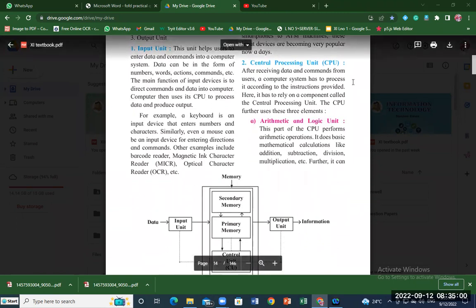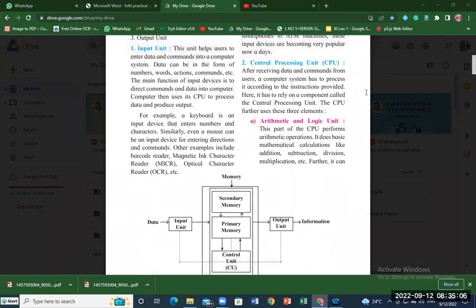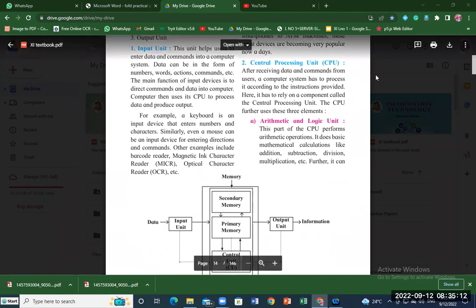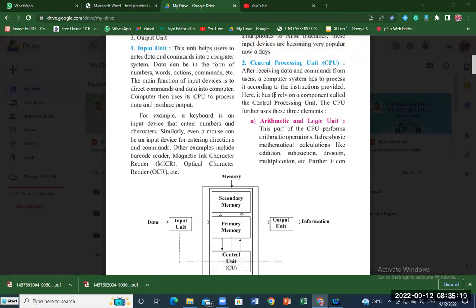After receiving data and commands from the user, a computer system has to process. Okay, I have given certain input. I have typed certain characters. I have typed some things, right? So certain processing has to take place. A computer system has to process it according to the instructions provided.